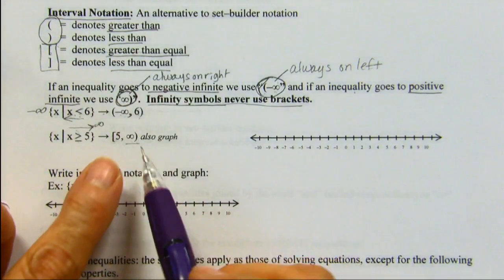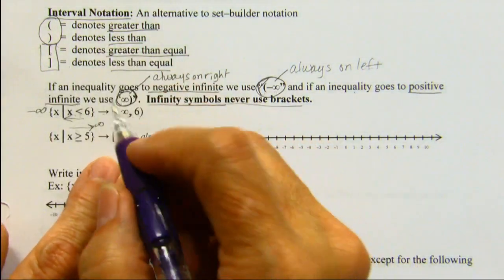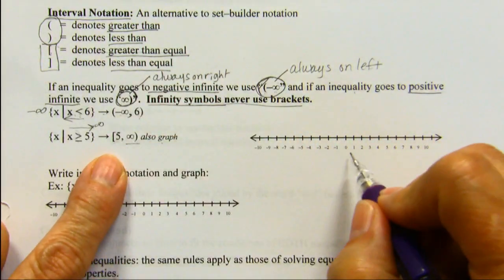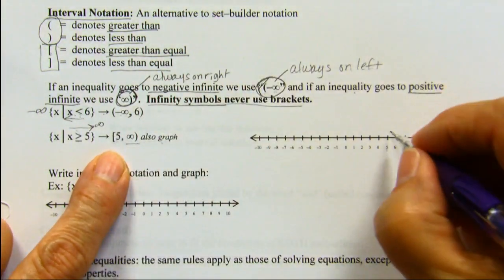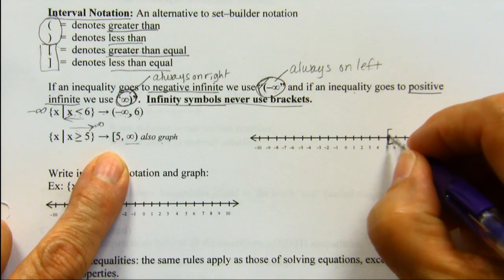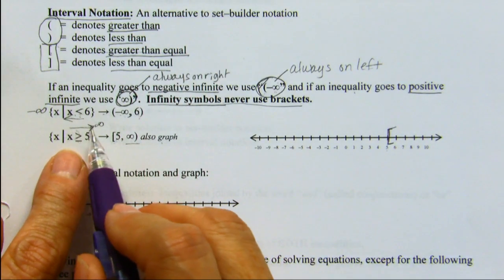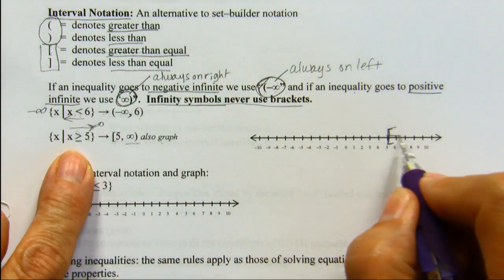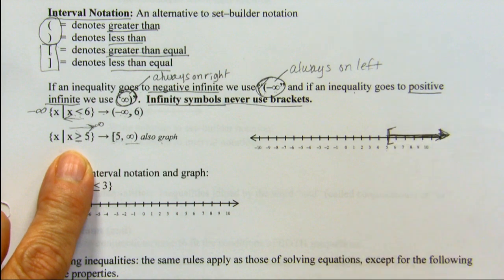Okay. We're also going to graph that. It's pretty simple to graph. The 5, I'm going to go to the number 5 on the number line, and I'm going to put the closed bracket. And then the rest of the inequality points to the right towards positive infinity, and you're all done.